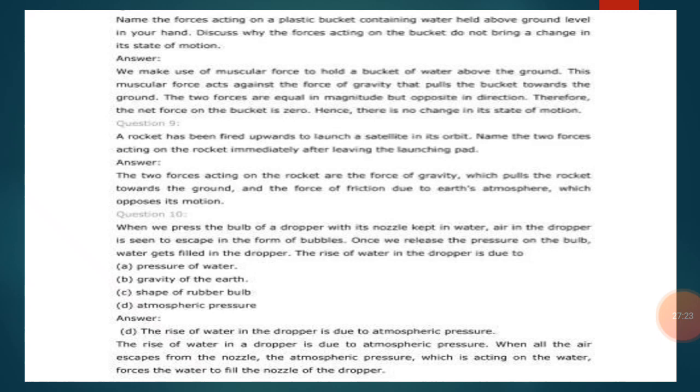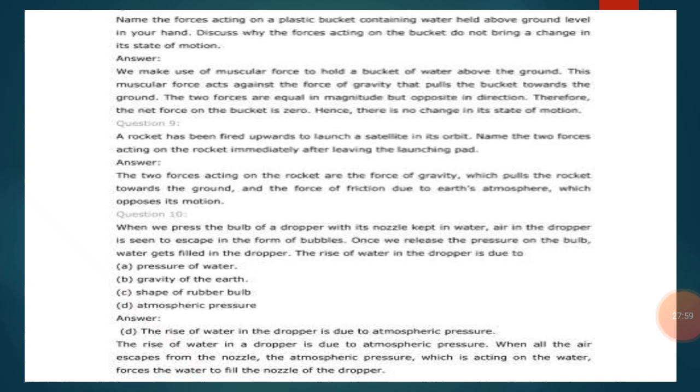So the muscular force acts on the bucket as well as gravity, and these two forces are equal in magnitude but opposite in direction. One is acting in the downward direction and one in the upward direction. Therefore the net force on the bucket is 0, and hence there is no change in its state of motion. So this is the answer to this question.